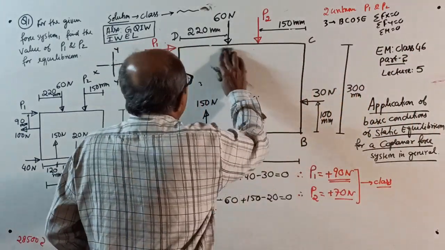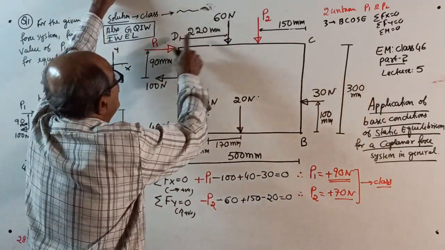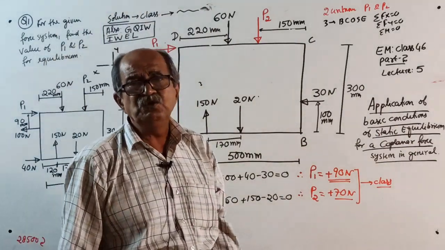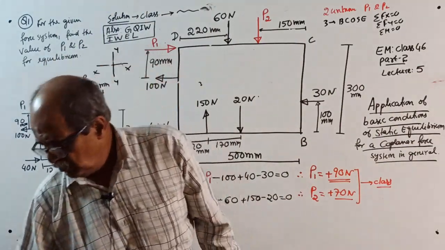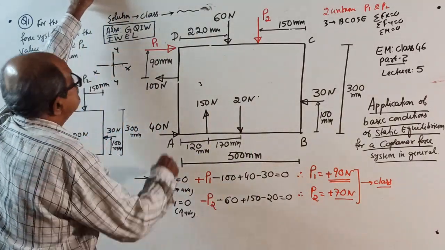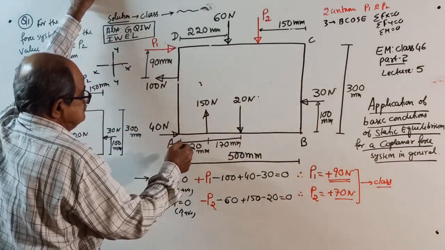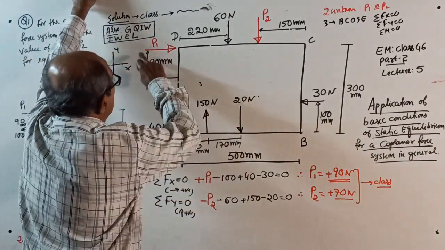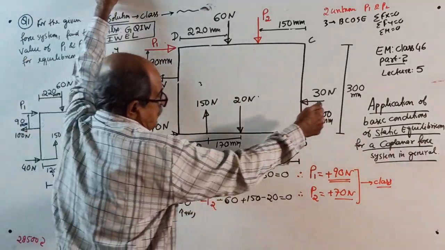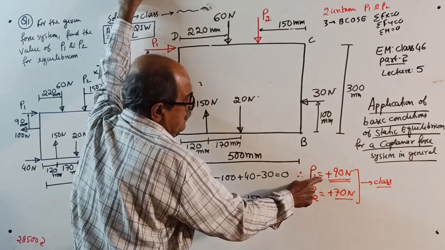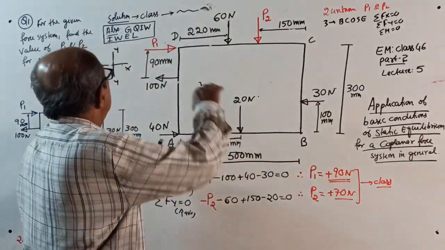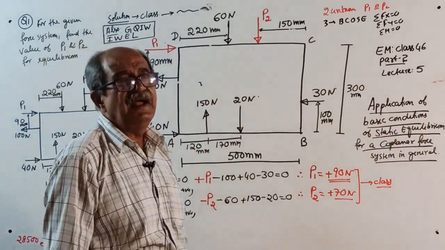But in this question, only two unknowns are there, P1 and P2. So sigma Fx = 0 and sigma Fy = 0 are sufficient to solve. Therefore, we will solve. Sigma Fx equal to 0, right side positive. Plus P1 minus 100 plus 40 minus 30 equal to 0. P1 equal to 90 Newton. Plus 90 Newton means it is to the right side, so the direction given is correct.